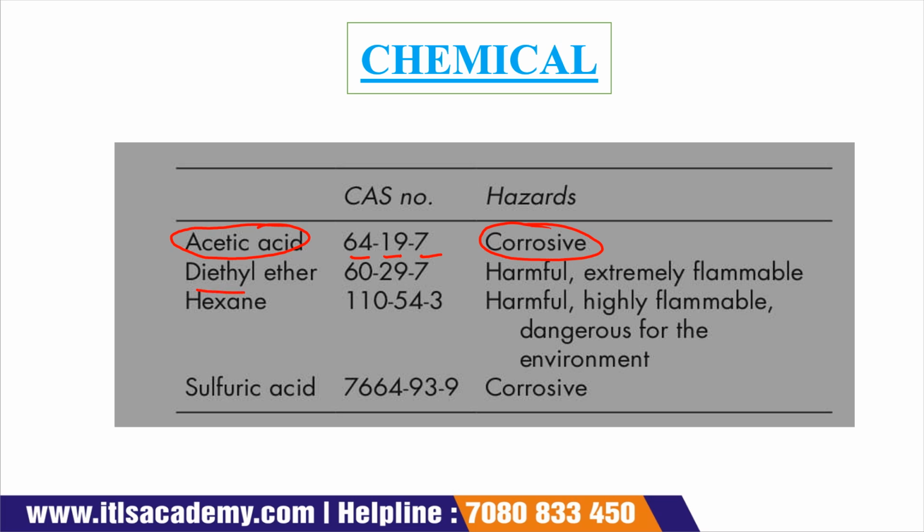Now the next is diethyl ether, CAS number 60-29-7, and the hazard related to diethyl ether is what? They are harmful and extremely flammable.